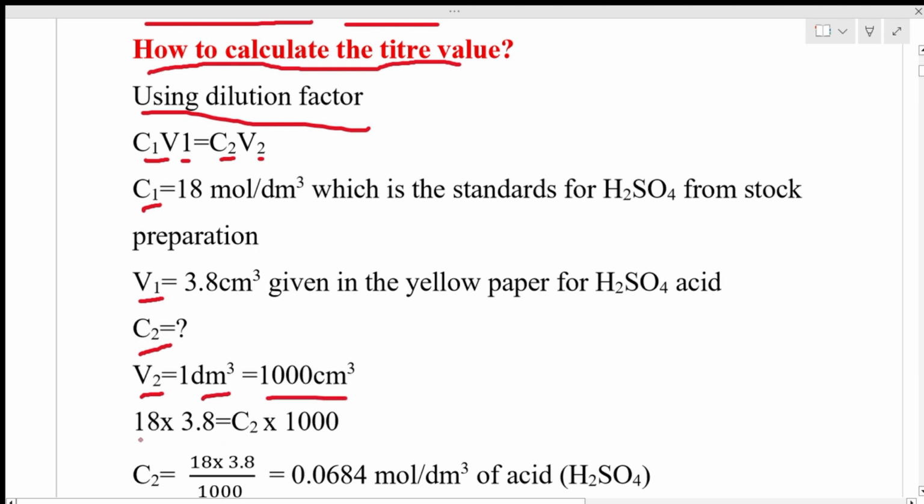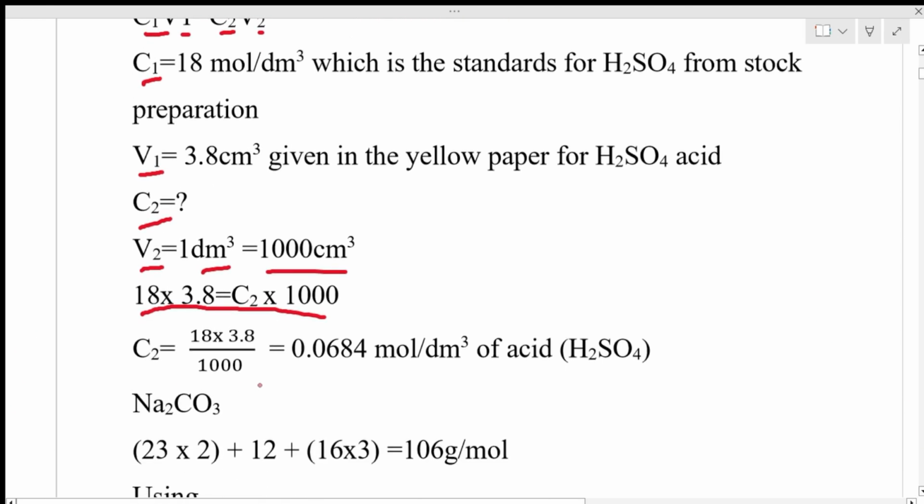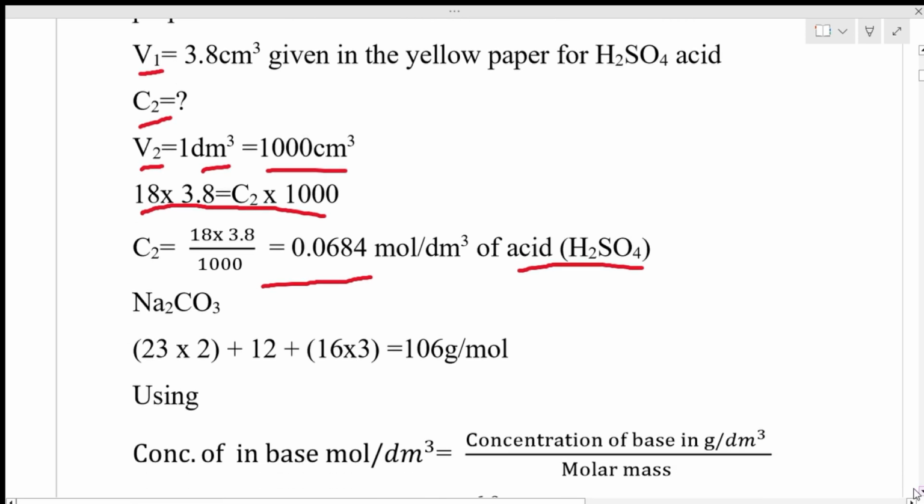So when we substitute these values, we arrive finally at 0.0684 mole per dm³ of the acid. All right, this is our answer. This is the concentration of the acid, because we want to get our volume of acid, since we are not calculating it in the lab.